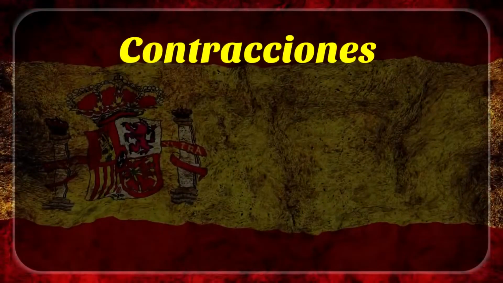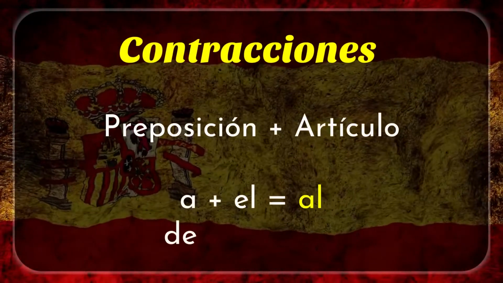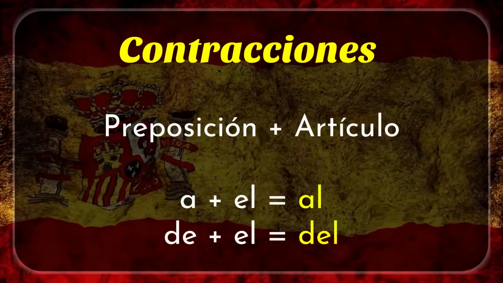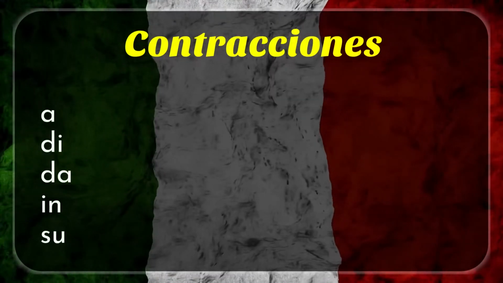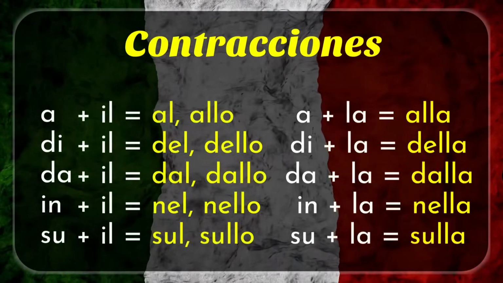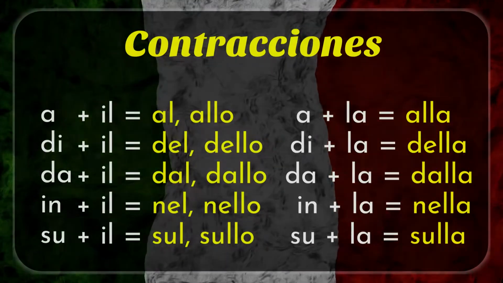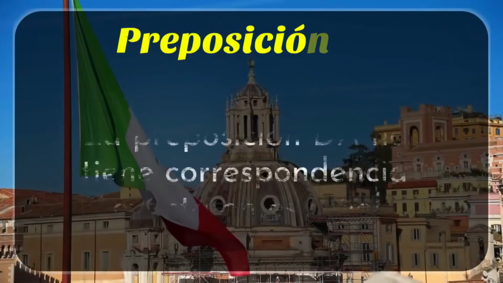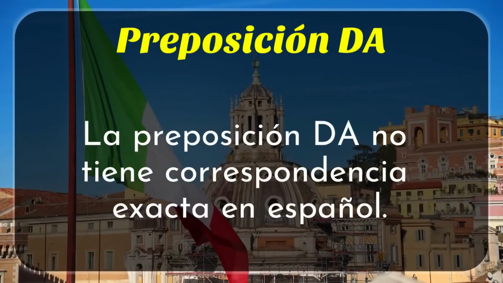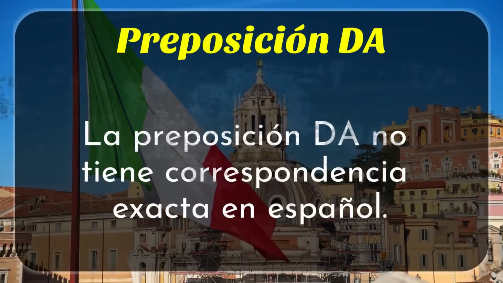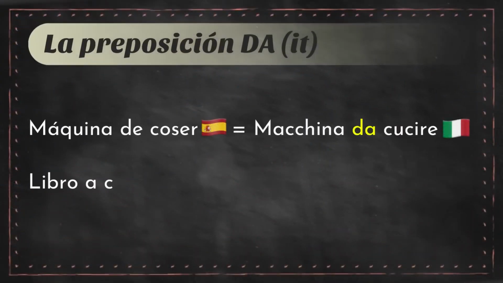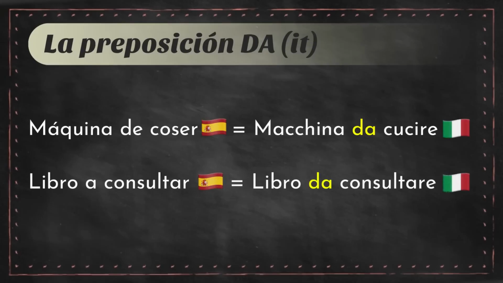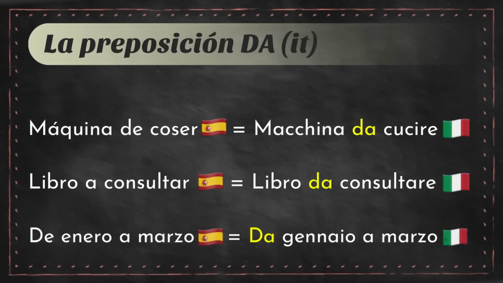The only contractions of preposition plus article that exist in Spanish are al and del, while in Italian, the prepositions a, di, da, in, and su contract when they precede a definite article. Italian has the preposition da, which does not have an exact equivalent in Spanish. Sewing machine. Reference book. From January to March.